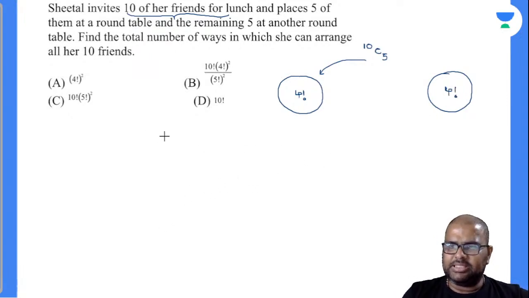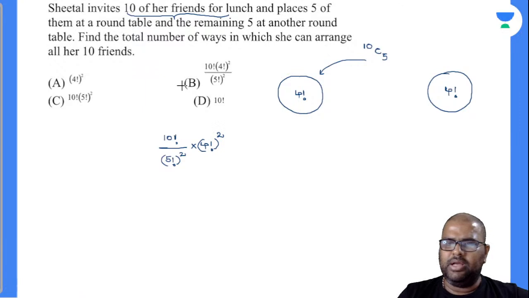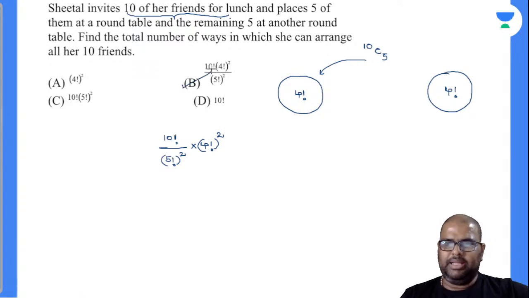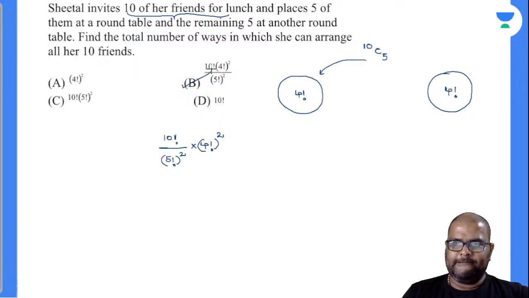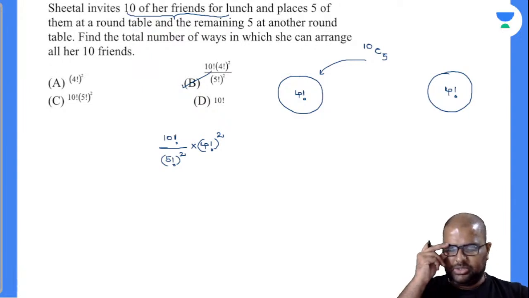So finally your answer is 10C5, which is 10 factorial by 5 factorial into 5 factorial, that is 5 factorial whole square. This is the value, and at the first table they are arranged in 4 factorial ways, and at the second table also 4 factorial ways, so 4 factorial whole square, and your option number B satisfies. I hope that is clear. B. Done. Perfectly done. Let's go for the next one.